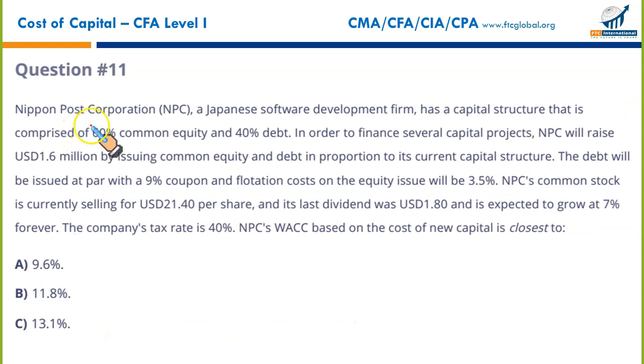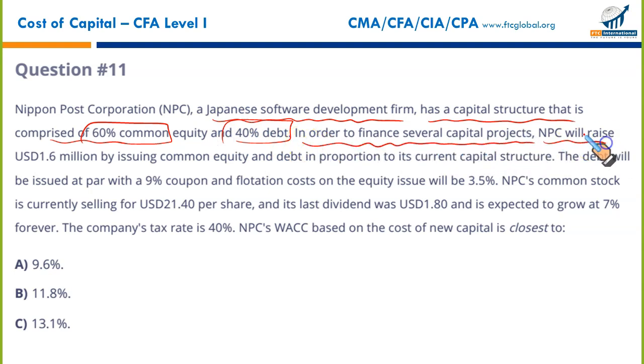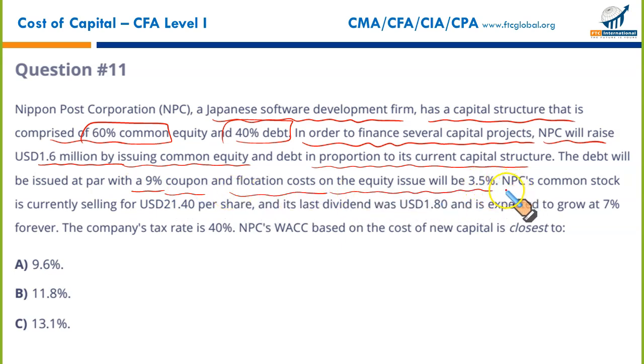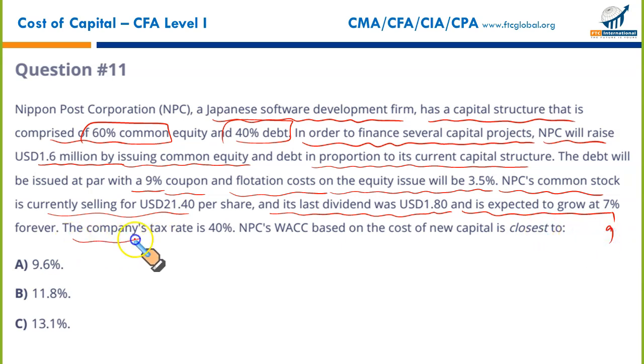Next. Nippon Post Corporation, NPC, a Japanese software development firm, has a capital structure that is comprised of 60% common equity and 40% debt. In order to finance several capital projects, NPC will raise $1.6 million by issuing common equity and debt in proportion to its current capital structure, that is 60-40. The debt will be issued at par with a 9% coupon, and flotation cost on the equity would be 3.5%. NPC's common stock is currently trading at 21.4 and its last dividend was 1.8, expected to grow at 7%. This is your growth rate. The company's tax rate is 40%.